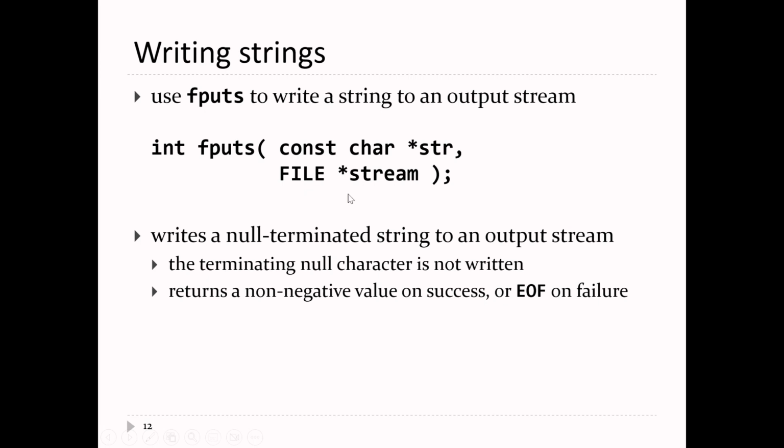Okay, so fputc writes a character, fputs writes a string. fputs writes the null terminated string str to the file stream. It returns EOF on failure. So if it's unable to write the string to a file, the return value is EOF.